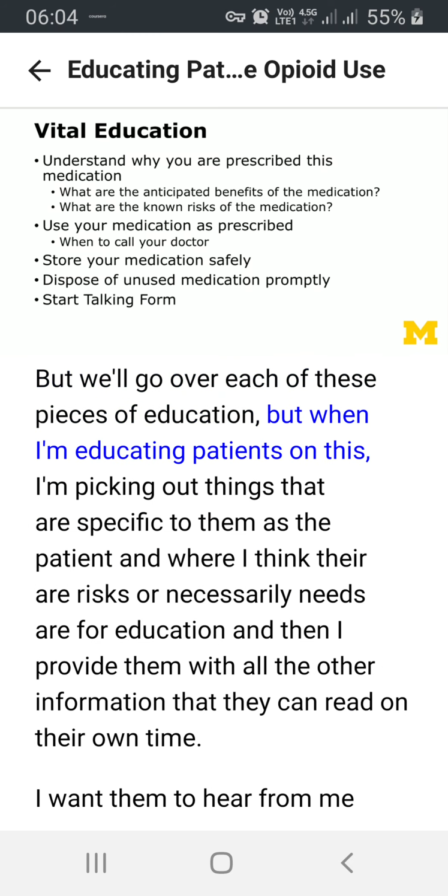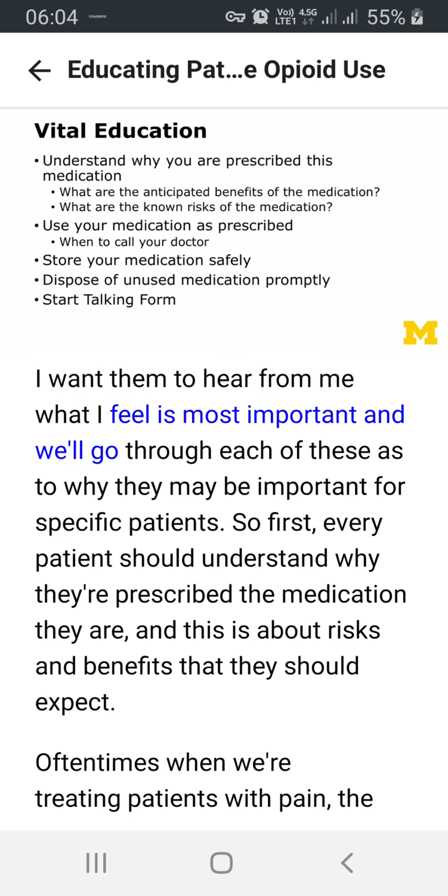But when I'm educating patients on this, I'm picking out things that are specific to them as the patient and where I think their risks or needs are for education. And then I provide them with all the other information that they can read on their own time. I want them to hear from me what I feel is most important. And we'll go through each of these as to why they may be important for specific patients.